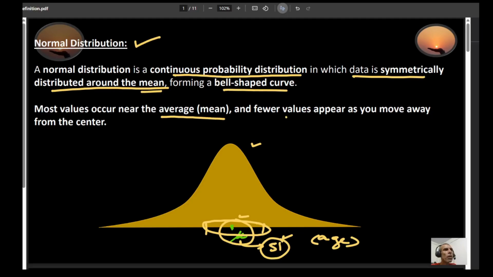Now, as you move away from your main value, away from the center, fewer and fewer values will be over there. So, for example, as you go away from your main value, let's say you come over here, you can see that the count is becoming smaller and smaller. Same thing over here. When you're moving away from your average in this direction, your count is becoming smaller and smaller. In other words, your frequency is going down.